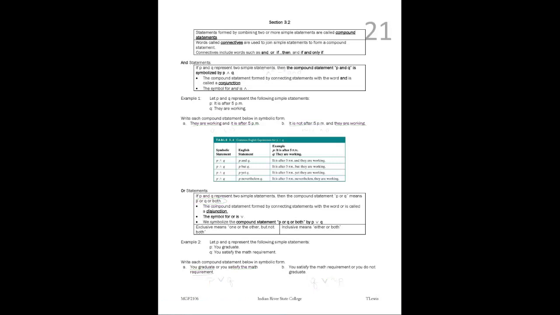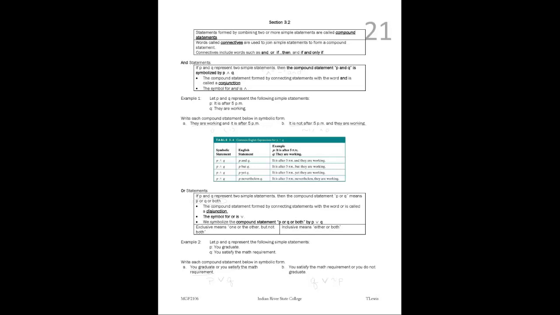Section 3.2. So we're going to be looking at creating truth tables and using the symbols and, or, and many others. Statements formed by combining two or more simple statements are called compound statements. Words called connectives are used to join simple statements to form a compound statement. Connectives include words such as and, or, if...then, and if and only if. So we're going to be looking at those.